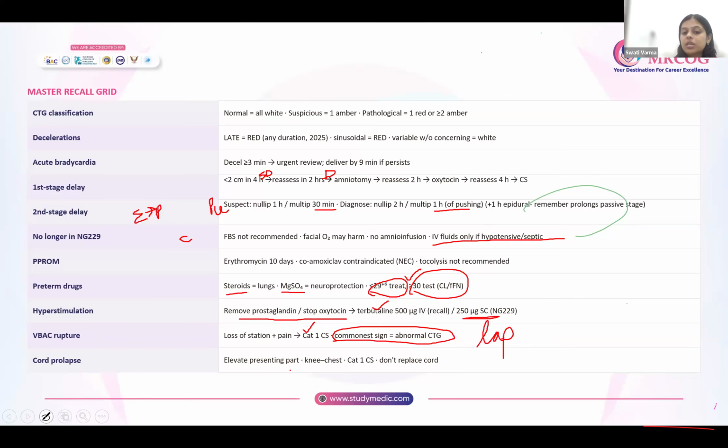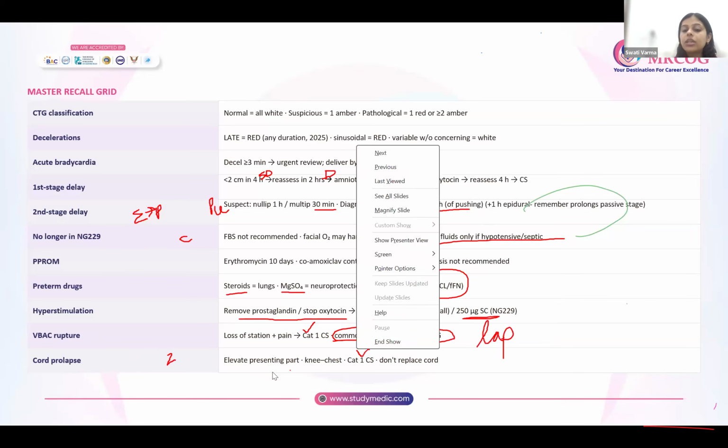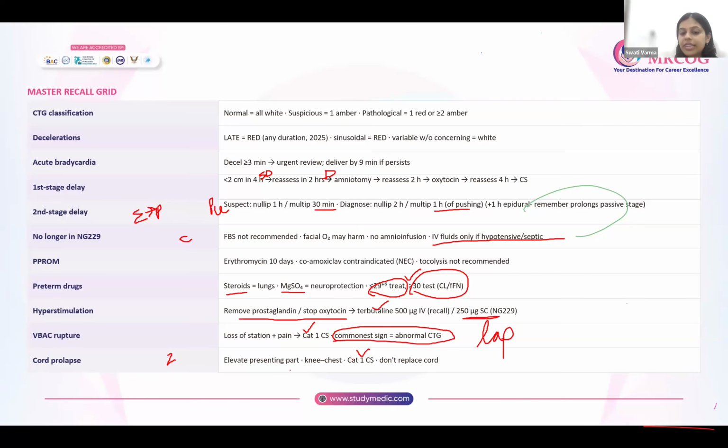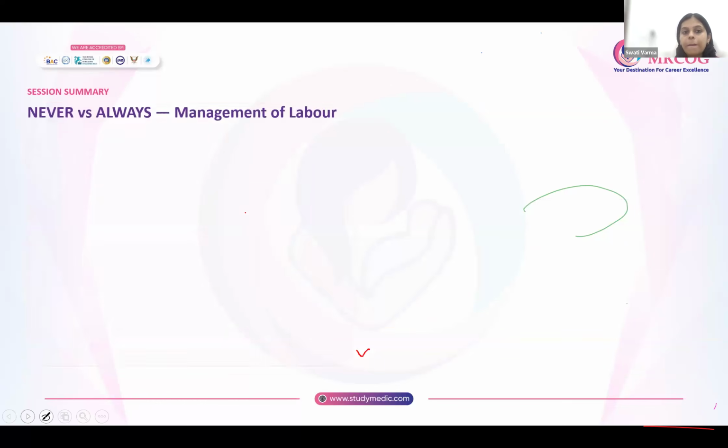Cord prolapse. If cord prolapse is there, elevate. First of all, check whether the heart rate is okay or not. If the heart rate is okay, you can do a category 2 cesarean section. Otherwise, mostly category 1 cesarean section. Meanwhile, while you are waiting, elevate the presenting part through knee chest position while waiting for transfer, exaggerated Sims during transfer. Don't replace the cord. Manually handle to a minimum.